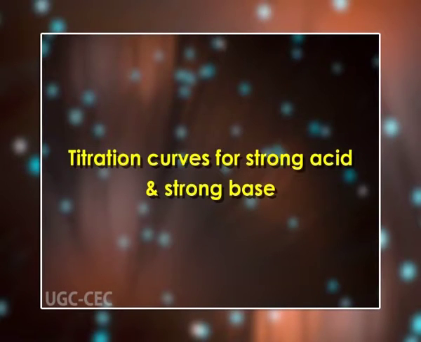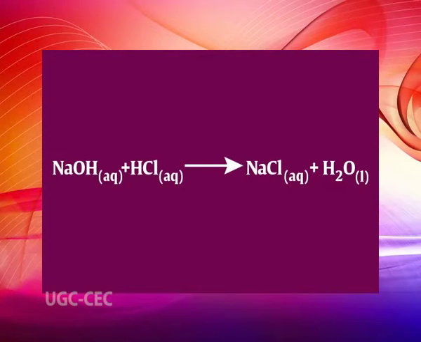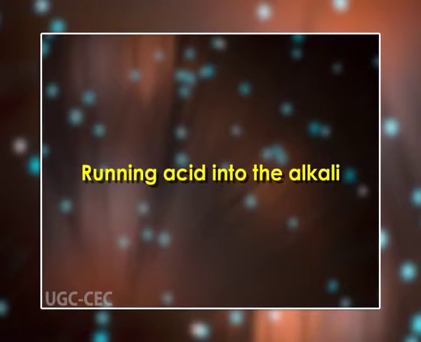Titration curves for a strong acid and strong base. To discuss this, we will take hydrochloric acid and sodium hydroxide as typical of a strong acid and a strong base titration. Numerically, we can have NaOH aqueous plus HCl aqueous gives NaCl aqueous plus water in its liquid form. Now there are two cases. Either we can run acid into the alkali or we can run alkali into the acid. The first one is running acid into the alkali.